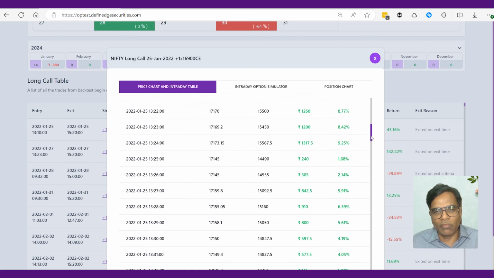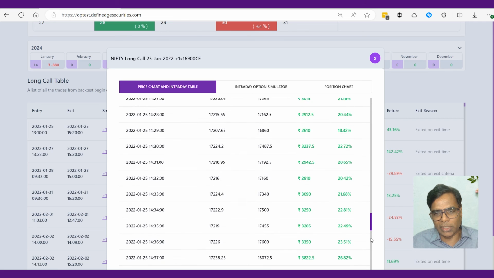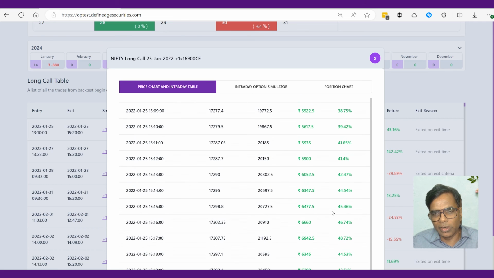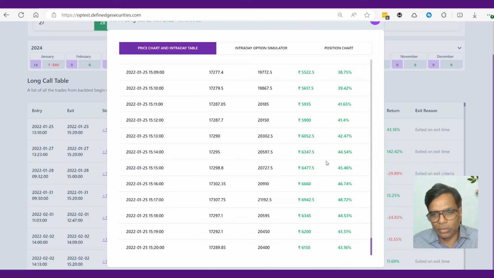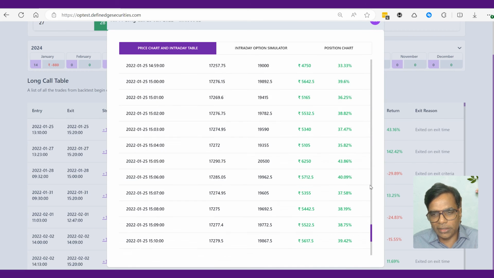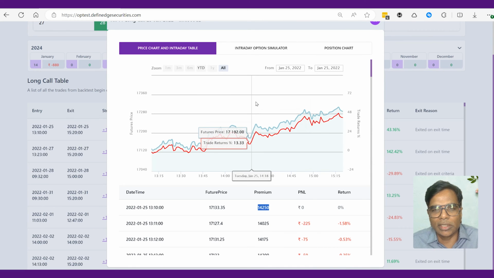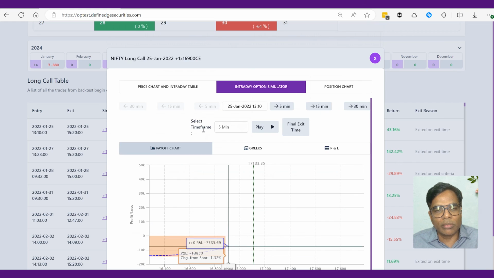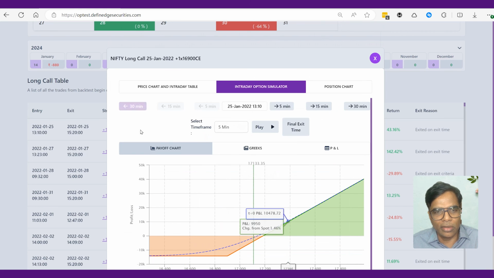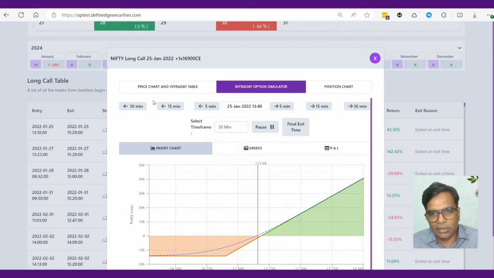Now you can see minute by minute what has happened in this particular trade, right? It's amazing what you can do in this backtesting system. Now you can also simulate this particular long trade. Okay, I can simply move this by 30 minutes, or I can play this simulation. Let's say I choose 30 minutes and I play, and it will show what has happened every 30 minutes.